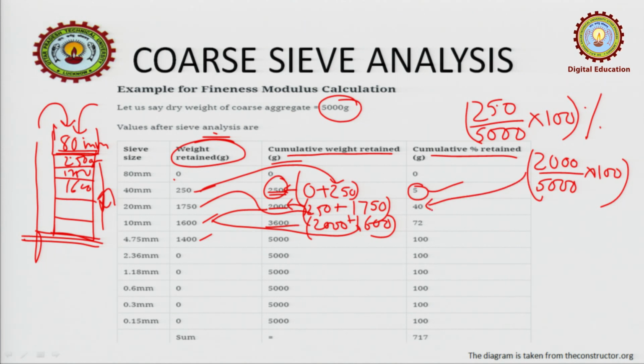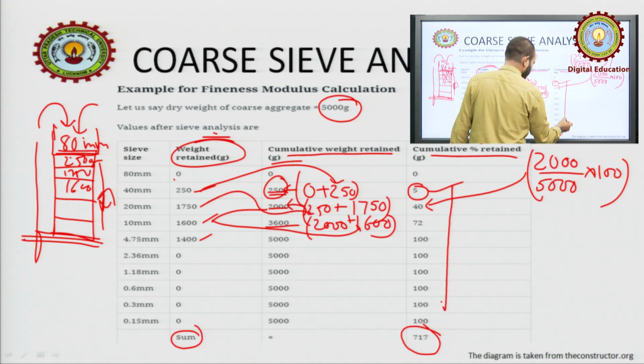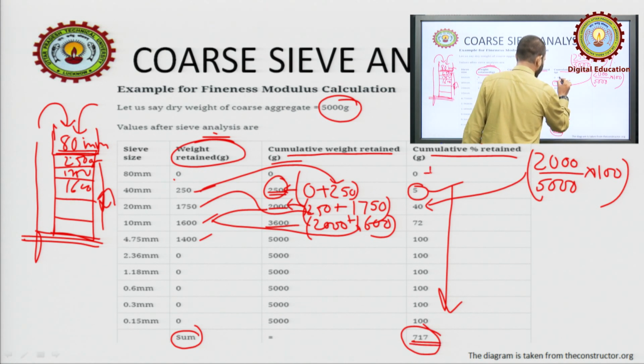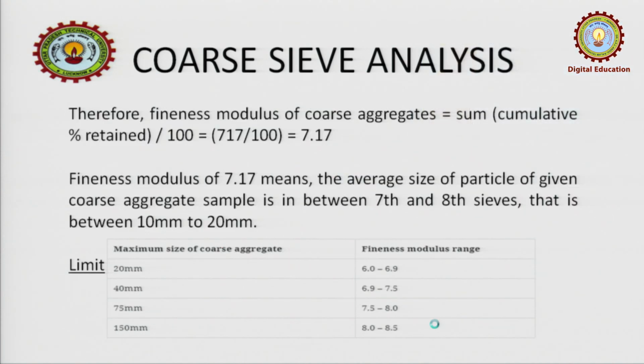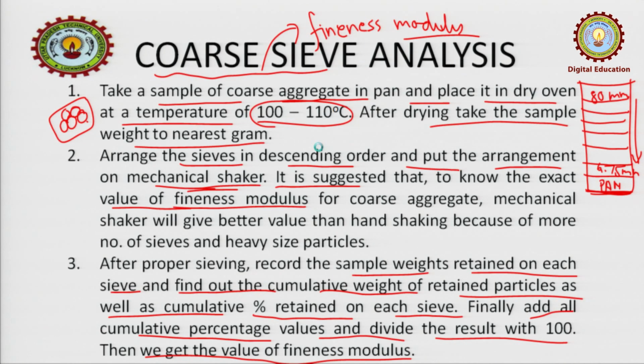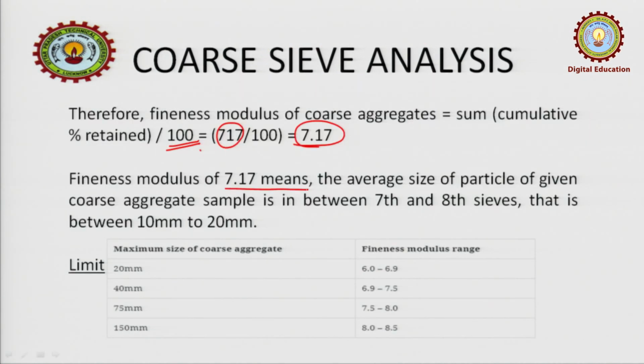Finally, we solved the whole table and found that the sum of the cumulative percentages came out to be 717. We add each of them, this plus this plus this, and so we found 717. Divided by 100, we get 7.17. In the process it is also written that this is divided by 100 to get the value of fineness modulus. So the fineness modulus comes out to be 7.17.